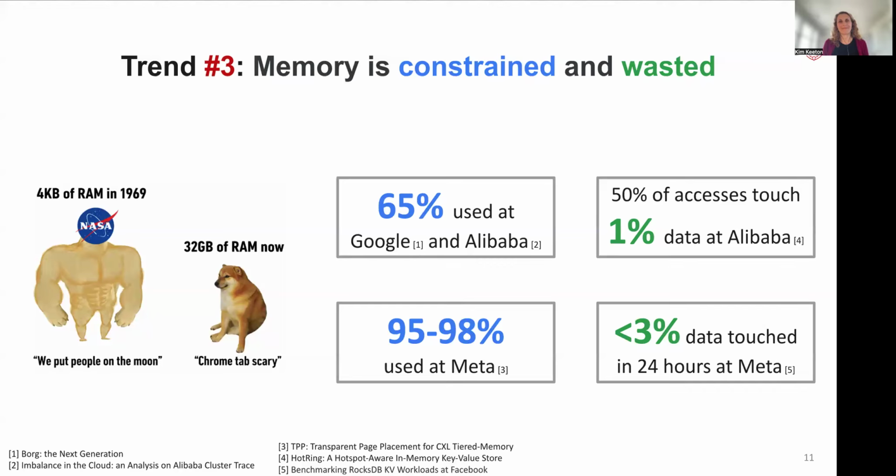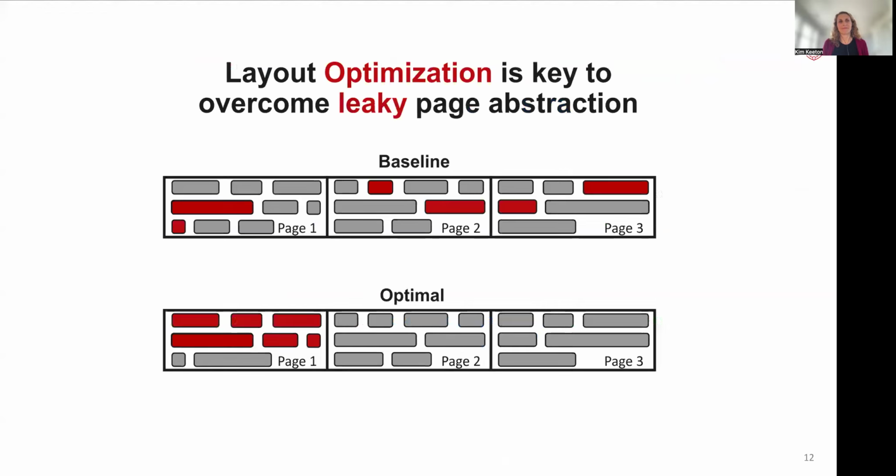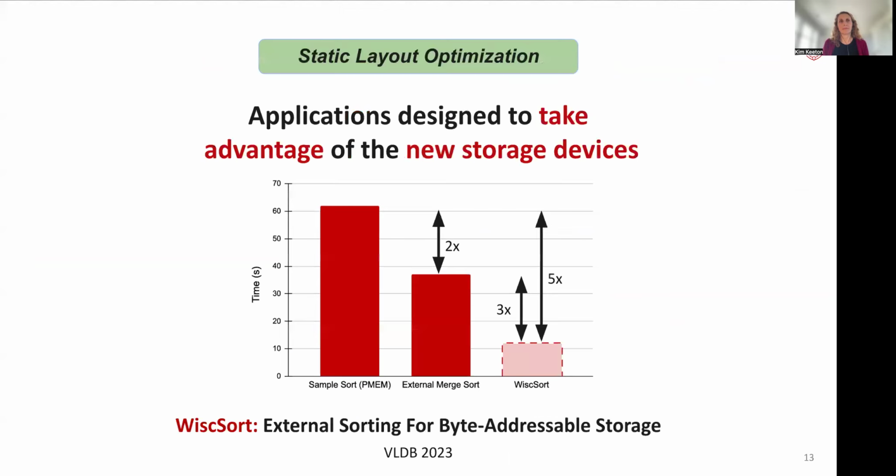Okay, so based on these three important trends, in this thesis, we demonstrate how an application's memory layout optimization is the key to overcoming leaky abstraction. There are two ways of optimizing layout. One is static layout optimization, where we know the semantic accesses of the application beforehand, so we can say where the objects must be placed and how they must be placed and designed.